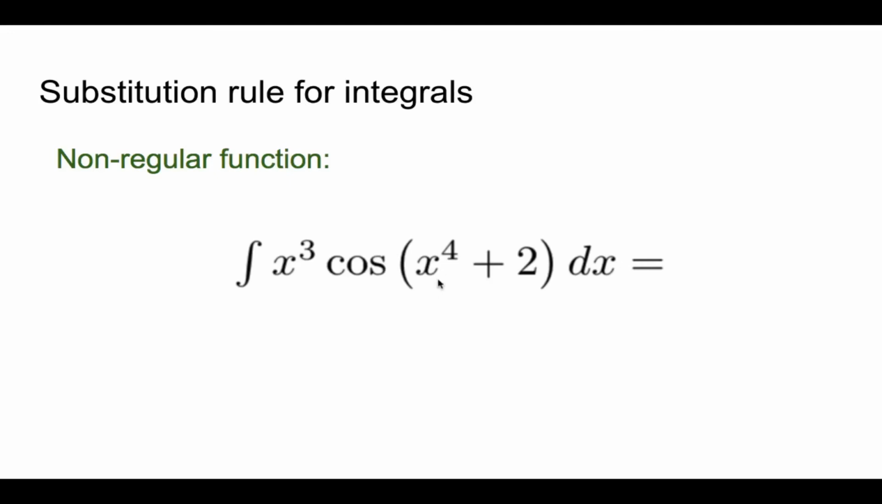So let's integrate this function, and this is a non-regular function because this one is a composite function, and you actually have 2 functions inside the integral, so there is no rule for integrating this, and it would be a mistake to just give the answer as the integral of this bit, the integral of this bit, inside the integral of cosine or something like that. That's a common mistake. So how do we integrate this function?